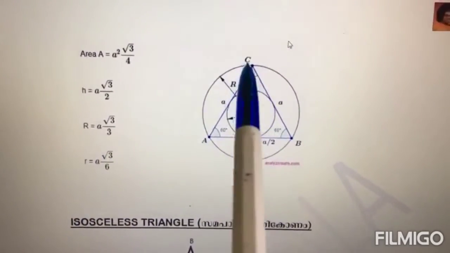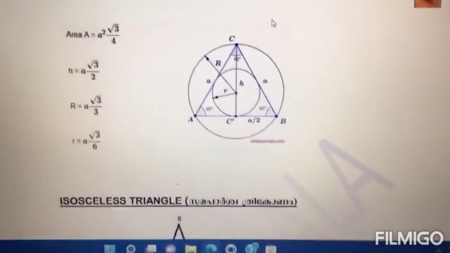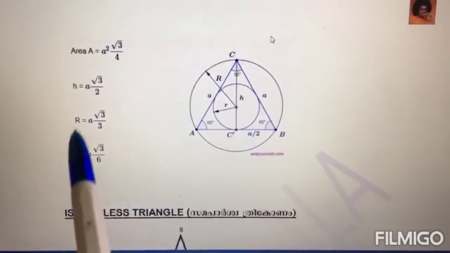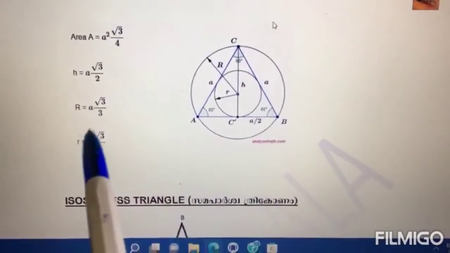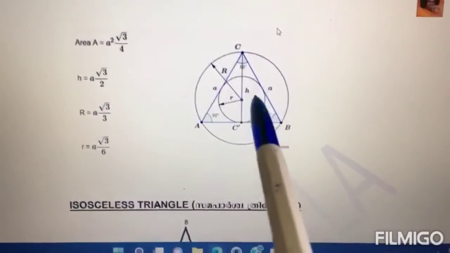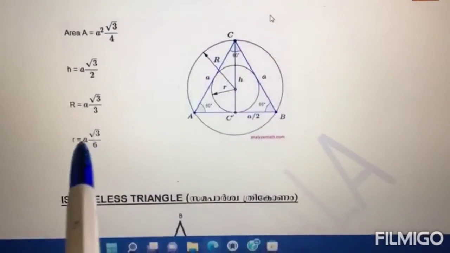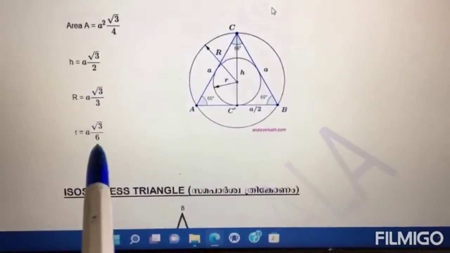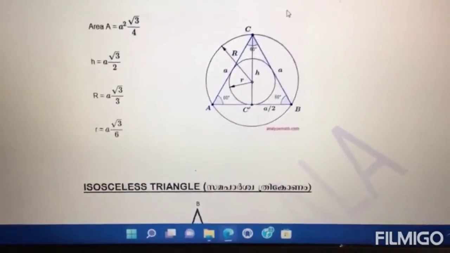The big radius, if we keep an equilateral triangle in a circle and we want to find the radius of that circle with respect to the equilateral triangle, it will be side of the equilateral triangle, which is a, into root 3 divided by root 3, which is nothing but a divided by root 3 if you simplify this. If we draw a small circle inside the equilateral triangle with radius r, that r can be found as a, which is the side of the equilateral triangle, into root 3 divided by 6. You have to memorize these formulae, okay?